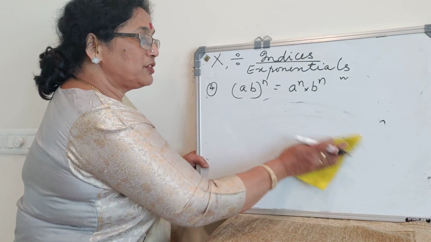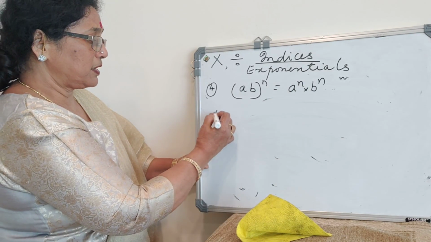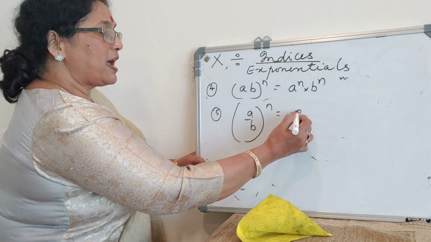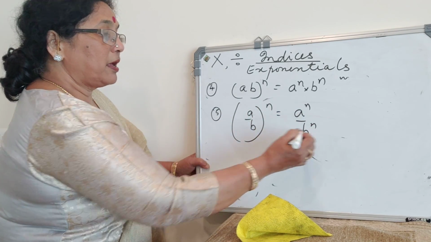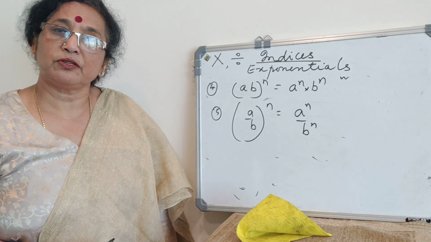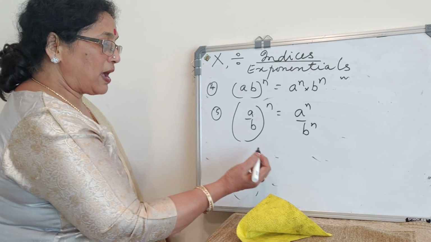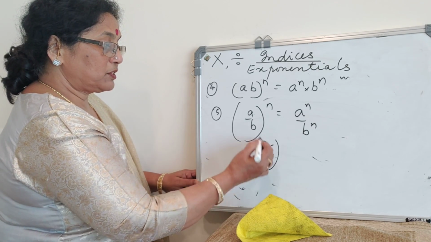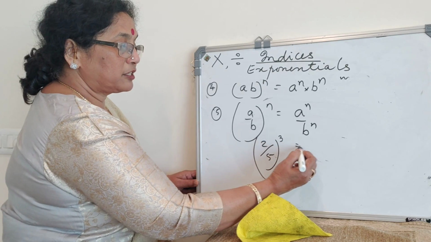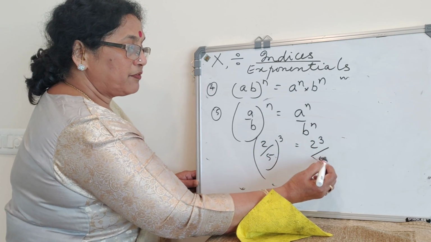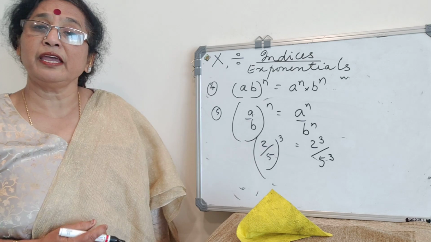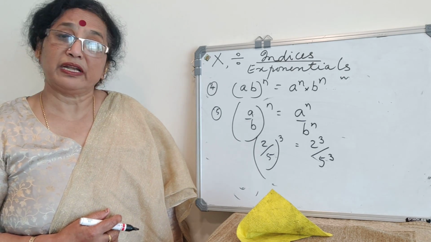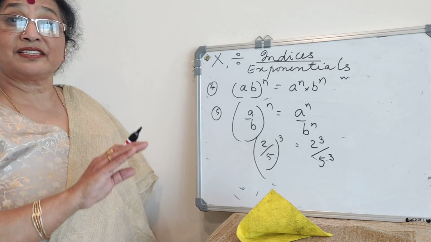Fifth one, let us go to the division rule. If I have a upon b raised to the same power, I can make it a to the power of n divided by b to the power of n. If you have, for example, 2 by 5 raised to the power of 3, it means 2 cube by 5 cube. So the answer will be 2 into 2 into 2, 8, 5 into 5 into 5 is 125, 8 by 125. Now the vice versa.